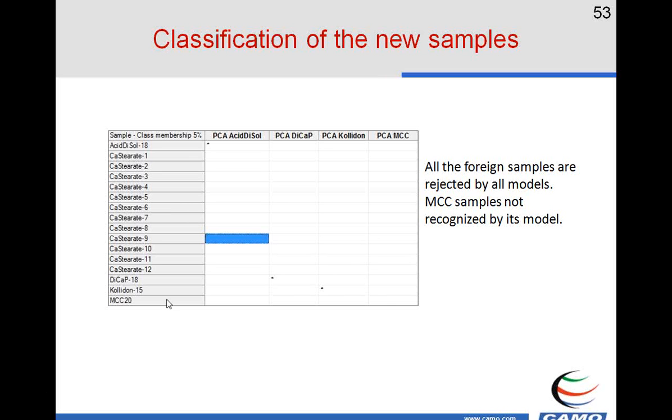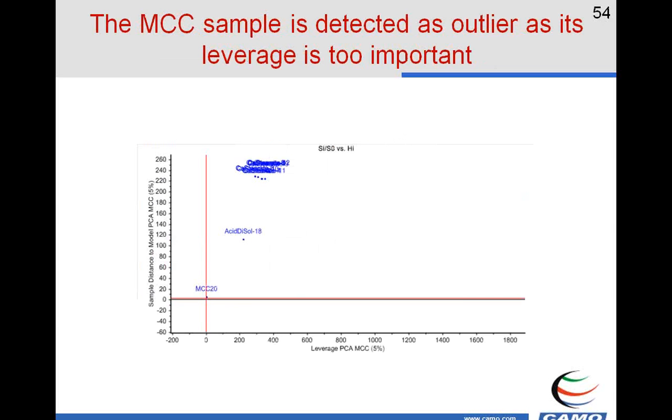That's a good thing. The only problem here is that sample that should be recognized by the PCA model MCC, and it's not recognized. So then we can have a look at it and understand why it was not classified there. And basically, we have this plot that shows us that the MCC sample is just too far away with this leverage, so it's an outlier sample. It's something that is a bit too different from the calibration sample to be classified as an MCC sample.